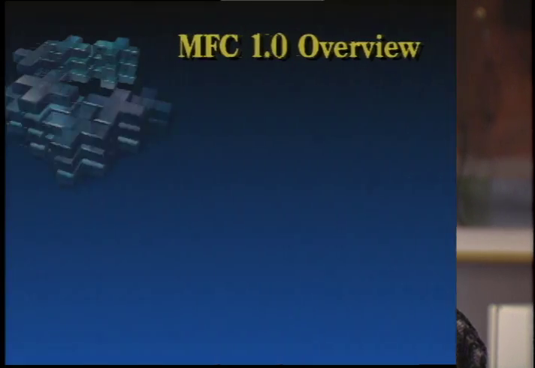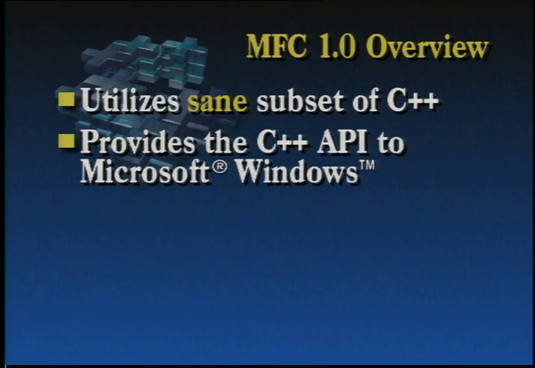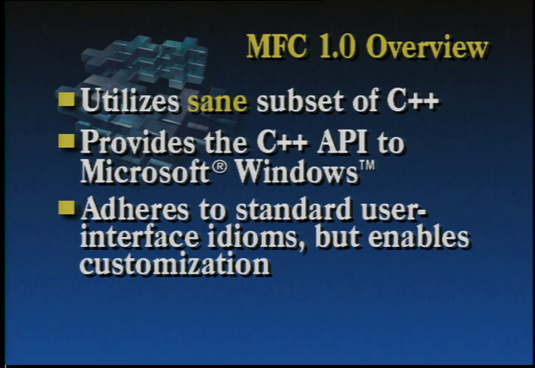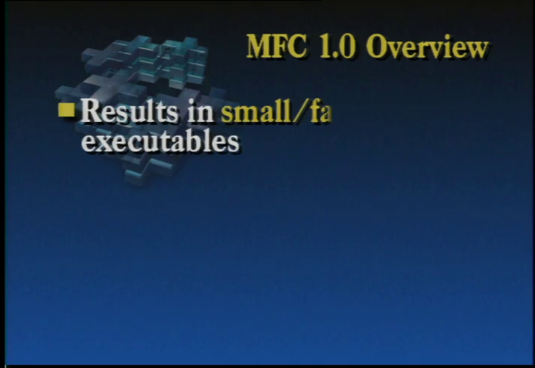MFC 1.0, which we released in February of 1992, started the whole ball rolling. The design decisions we made in MFC 1 are continuing on even today. We started with our sane subset of C++. We started with our encapsulation of the Windows API for the C++ programmer. We also provided a lot of the standard user interface idioms, user interface parts you had to do to build a Windows application. Of course, we started out being compiler independent. We also designed our class library to produce small, fast executables.